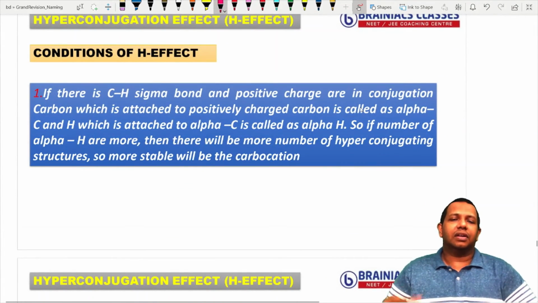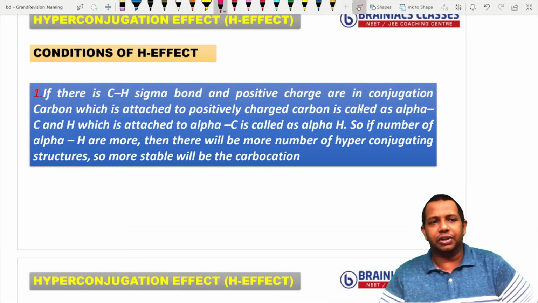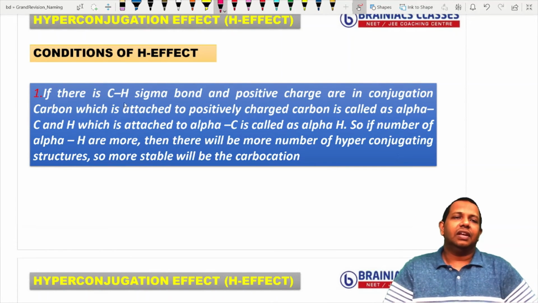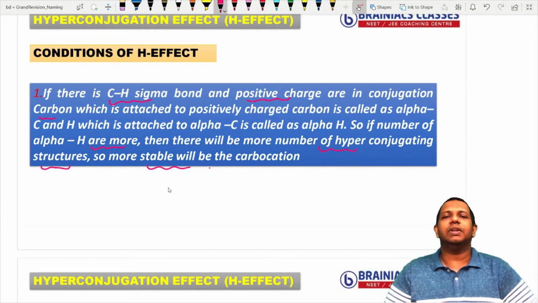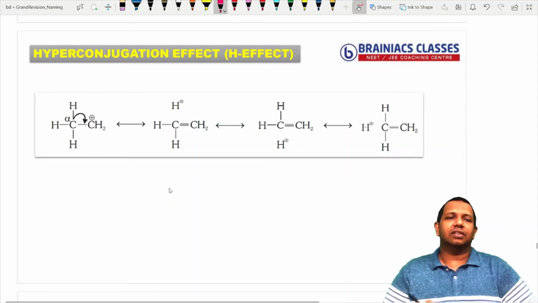Now let us see under what conditions hyperconjugation will come. The first condition is if there is a C-H sigma bond and a positive charge in conjugation. The carbon which is attached to the positively charged carbon is called alpha carbon, and the hydrogen atom which is attached to the alpha carbon is called alpha hydrogen. So if the number of alpha hydrogens is more, then there will be more number of hyperconjugating structures. So the carbocation will be more stable. You can understand this with this example.